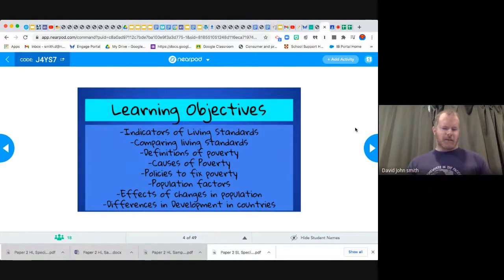Definitions about poverty, causes of poverty, policies to fix poverty, population factors, effects of changes in population, and differences in economic development in different countries. So those are the sorts of things that we're going to be thinking about. Now, quite clearly, if we've got definitions and causes, they're the lower level skills. The comparisons, the effects of, and the differences in, they're going to be the slightly higher level skills that are going to require a bit of explanation.